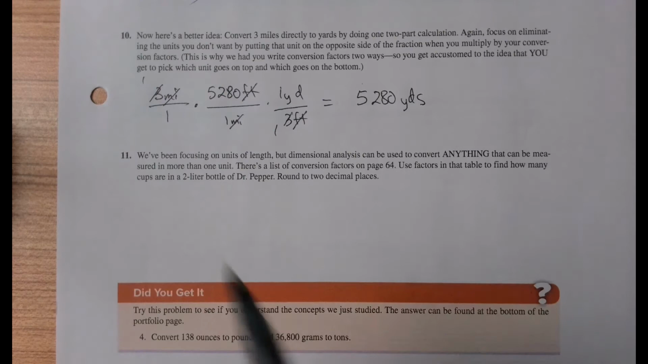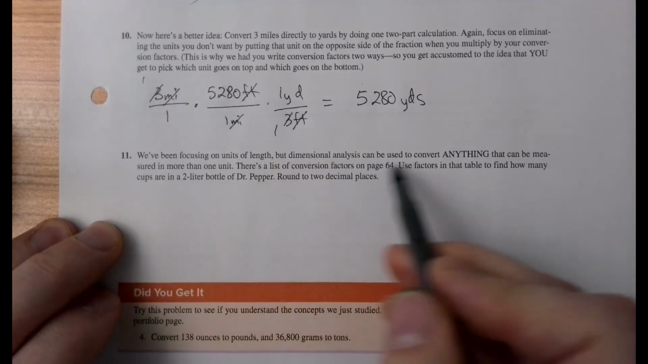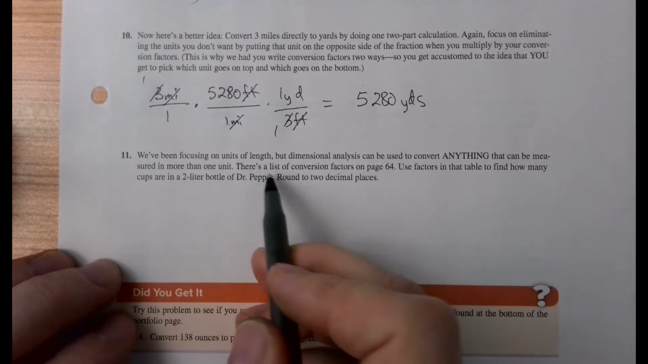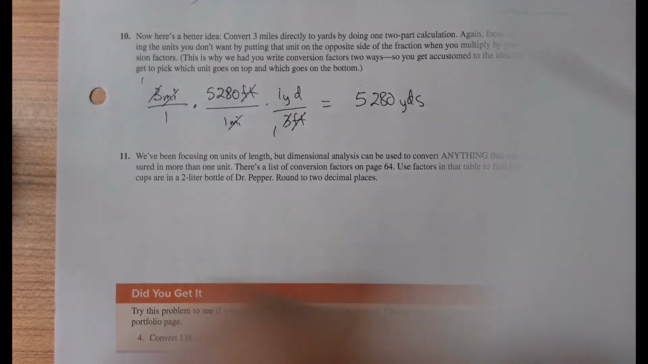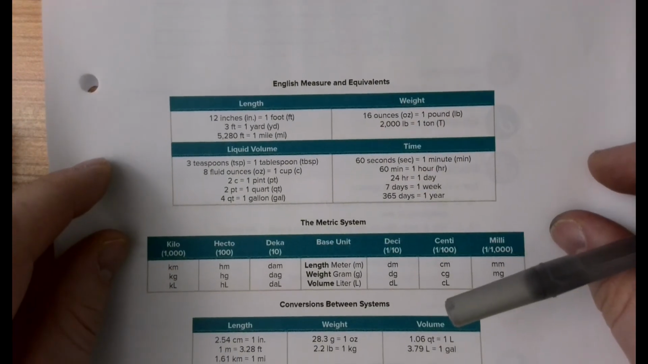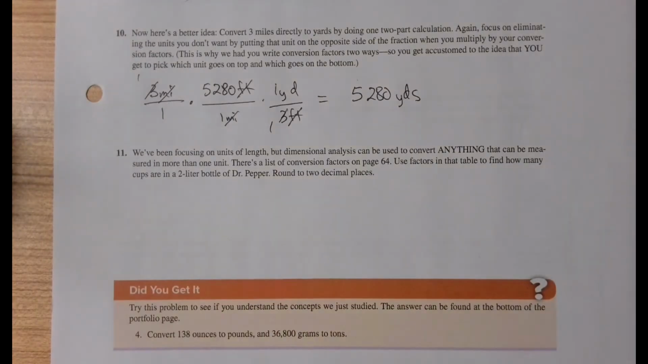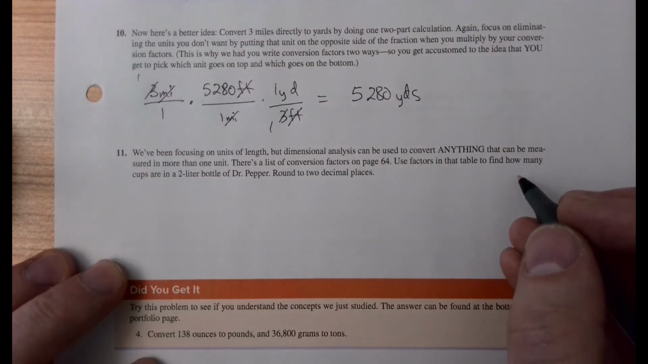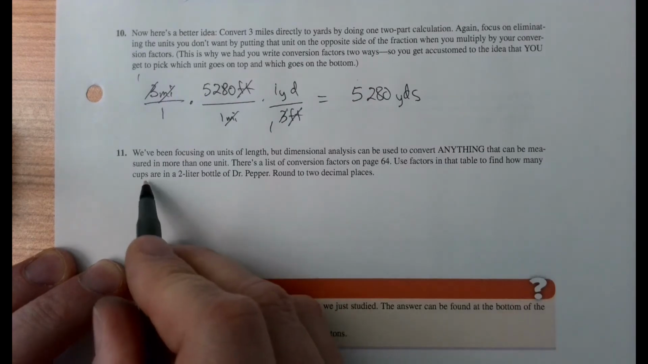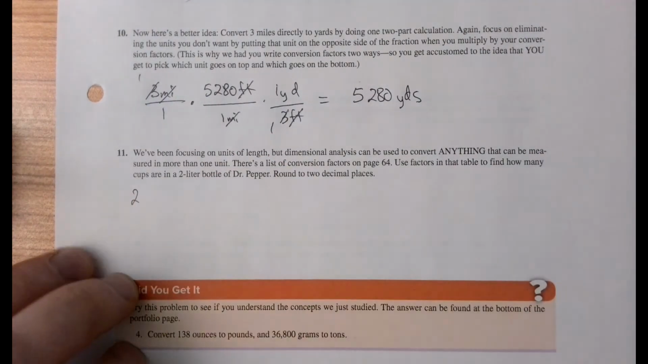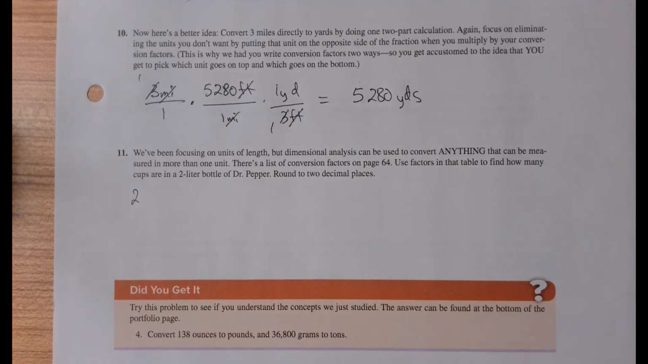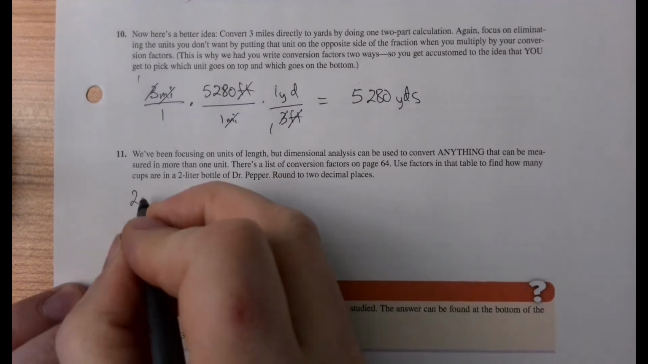Okay, so let's finish up with one last problem. We're going to focus on units of length, but we can also do this with anything. So on page 64, there's a nice set of conversion factors. I'll put those here just so you can see them. And what we're going to do is find how many cups are in a 2-liter bottle of Dr. Pepper. So there are multiple ways to get through this. I'm going to demonstrate one.